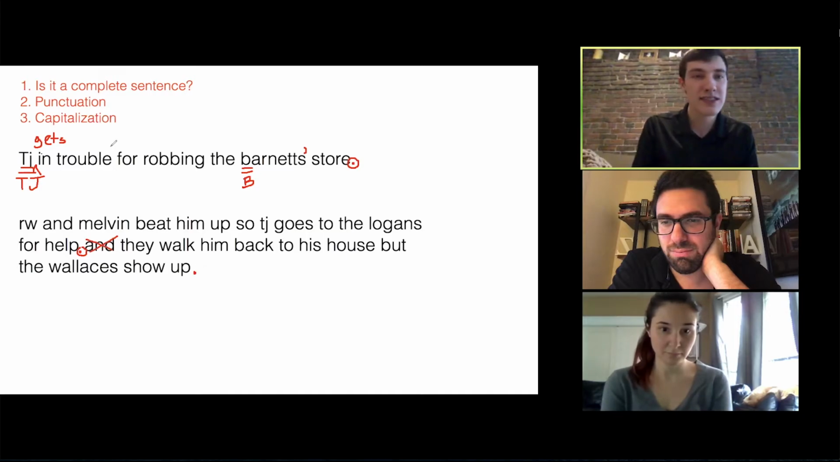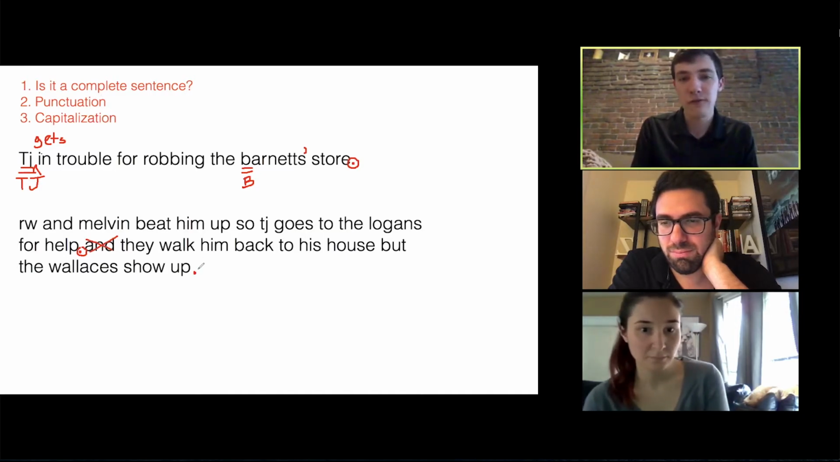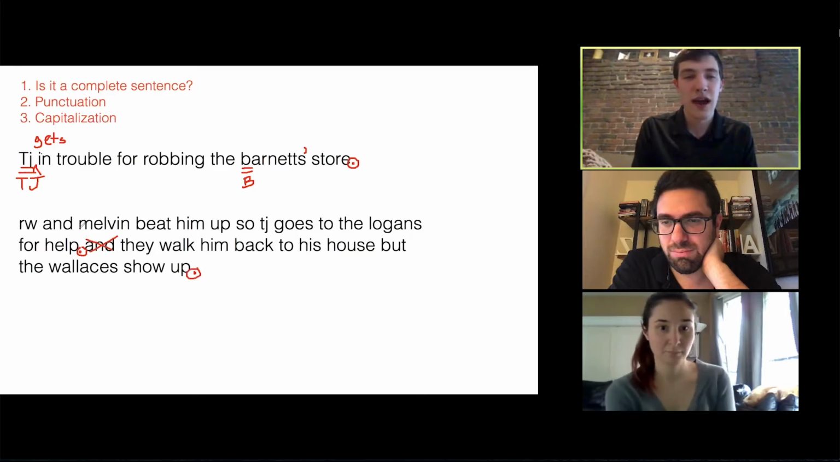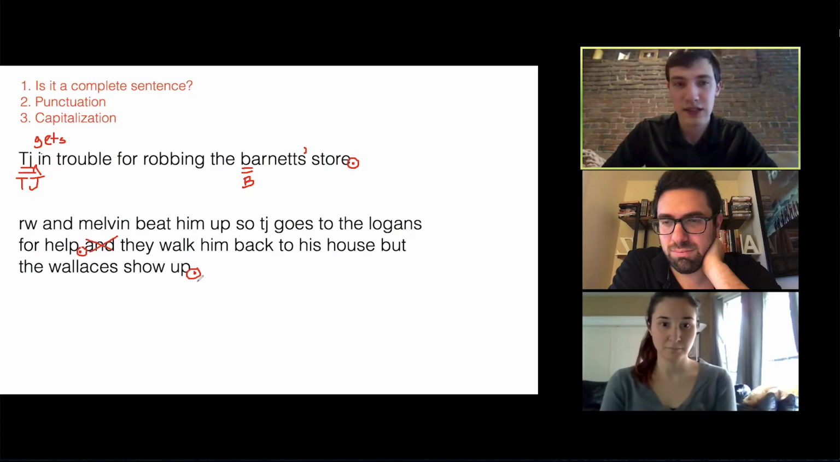And once again, as I did before with step 2, I look for where I need to add punctuation here. I already added punctuation to the first sentence, so I'm going to add punctuation to my second sentence as well. That leaves me for step 3.